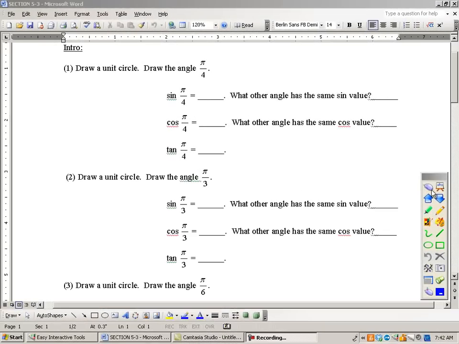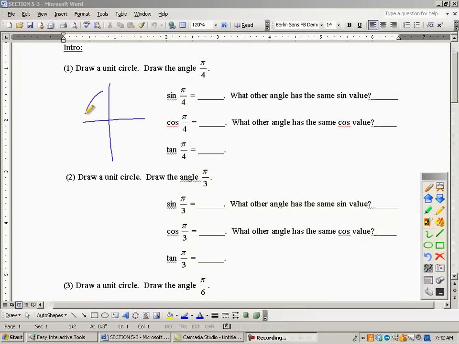Welcome to section 5.3. We're solving trig equations. So we're working with the identities that we've done for the last two sections, and then basically we're solving them to figure out what places on the unit circle would get those exact values. And so I want to start with the first one, and we're going to look at a unit circle.